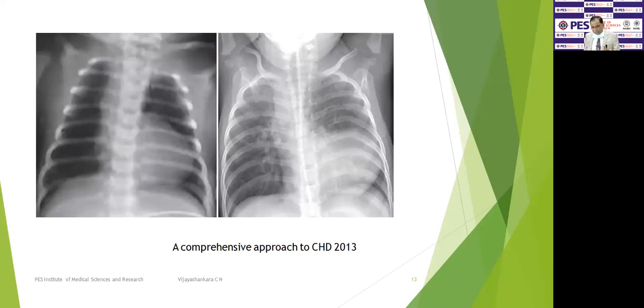And if you look at the lungs, you don't make out the vascular markings. Usually the vascular markings in a normal X-ray should be seen up to the end of the periphery of the lung field. But here they are not there.